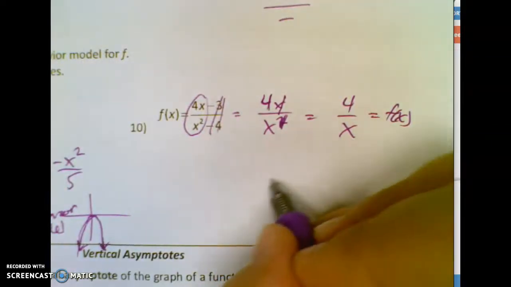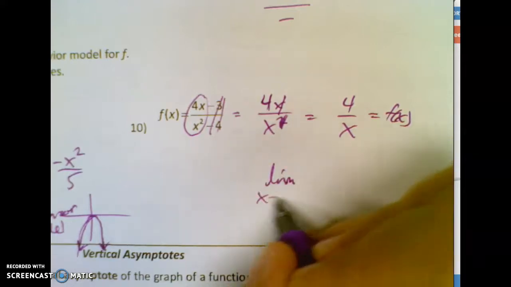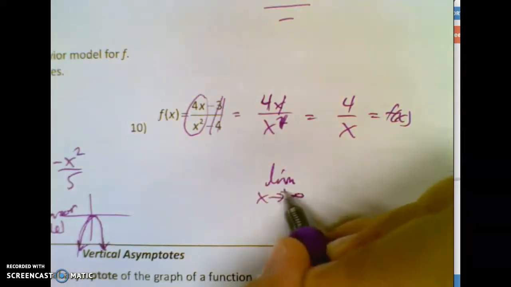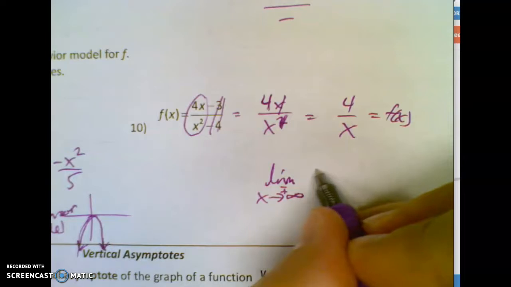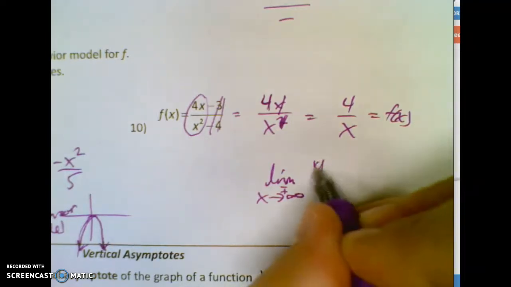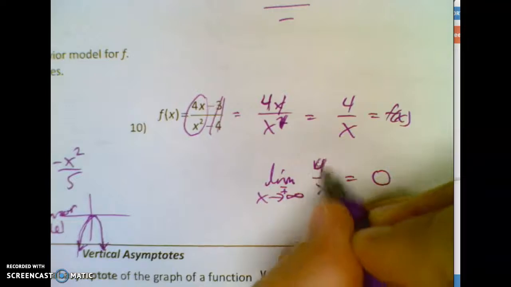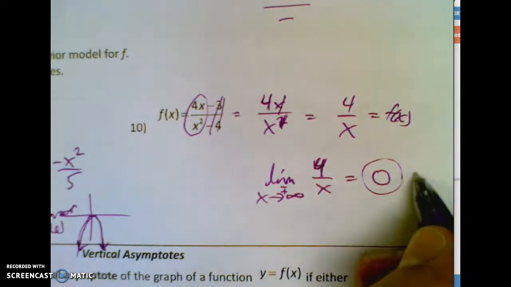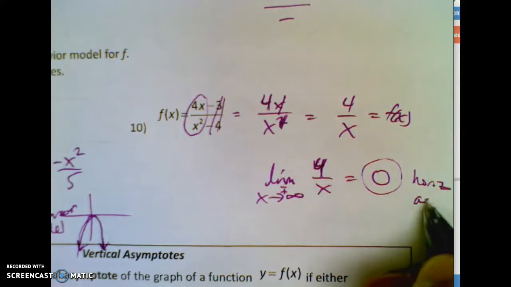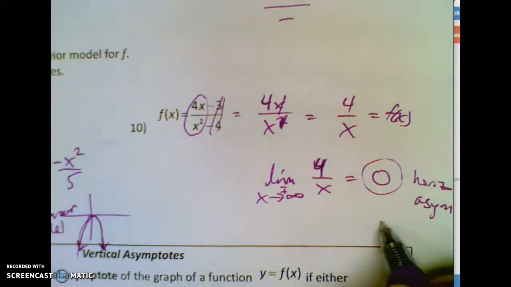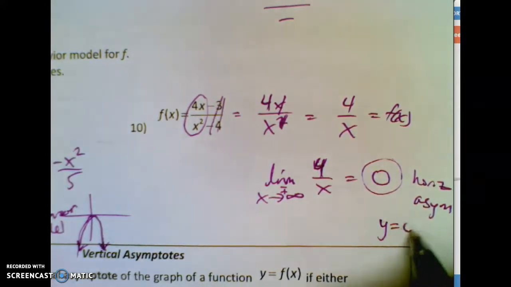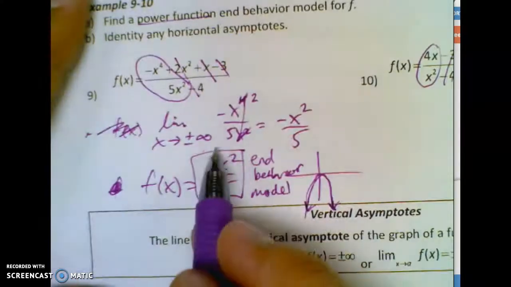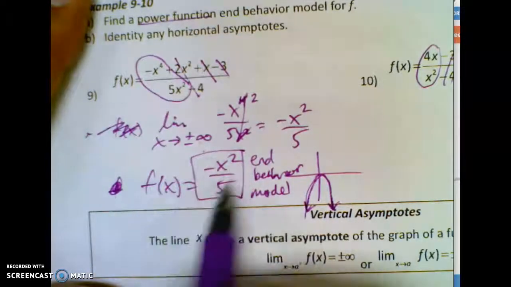So if it's bottom heavy, my limit as x goes to infinity or negative infinity is going to be 0. Because you have a bottom heavy graph, it always ends at 0. So this one has a horizontal asymptote, and it's y equals 0. That's your horizontal asymptote. This one didn't have a horizontal asymptote because it was top heavy, so it's controlled by here.